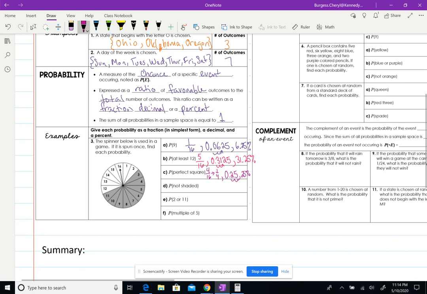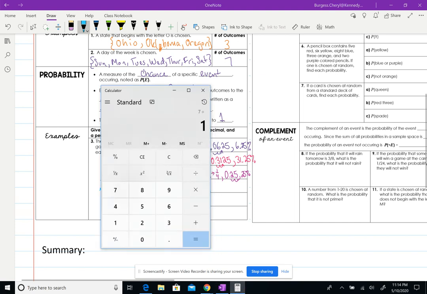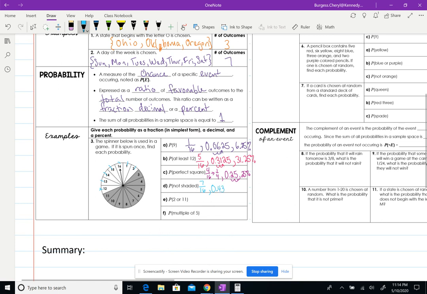Okay, so let's find the probability of spinning a number that's not shaded. So we're going to mark all the spaces that are not shaded. How many did I mark? 7. And how many spaces total? 16. Okay, 7/16 as a decimal. 7 divided by 16 is 0.4375. And as a percent, 43.75%. Okay, so hopefully you guys think this is easy, right? You can use your calculator because you're at home.